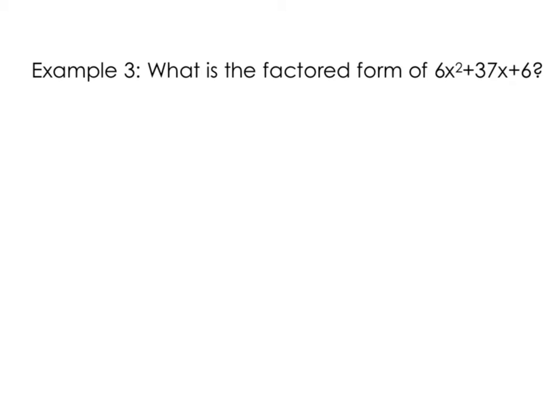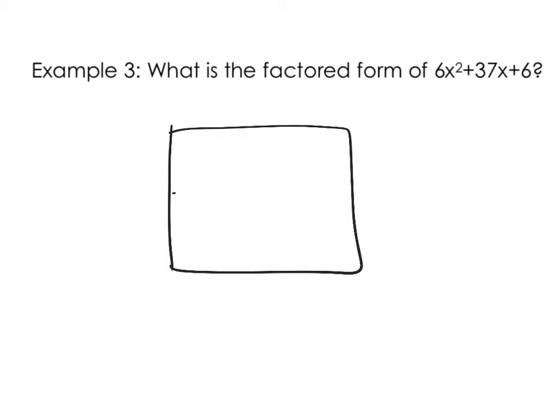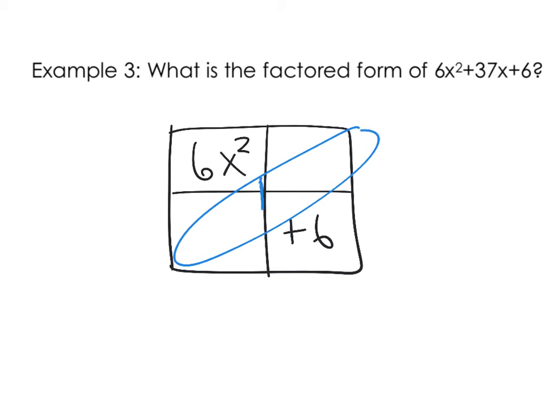We always want to look for a GCF first, and I see that 37 is kind of throwing it off, so I don't have a GCF. So I'm going to have to go straight to my box method. 6x squared, a positive 6, and those diagonals have to add to be a 37x.